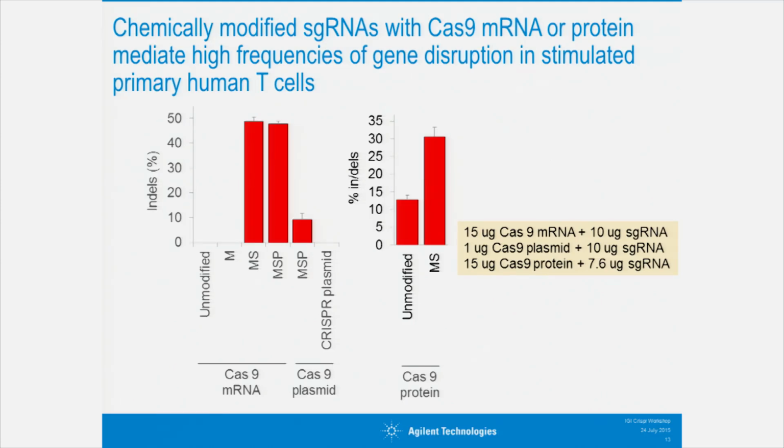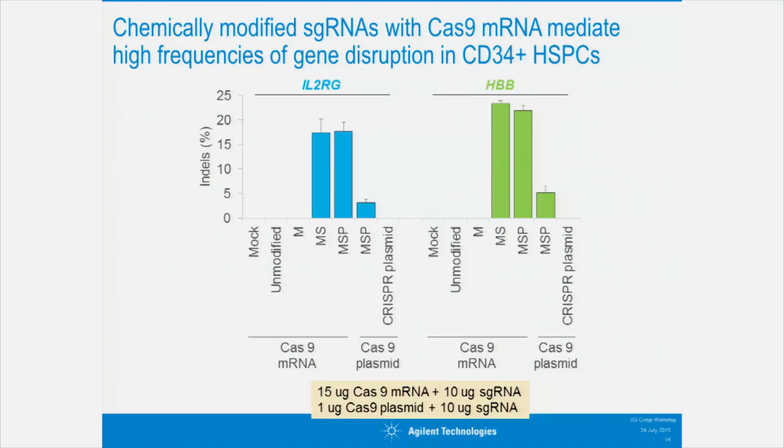So you see, as I mentioned before, some impact when you put the guide RNAs in with the protein, but it's less of a difference because even with unmodified, you have some activity when you put it in with the protein. So these are CD34 positive hematopoietic stem and progenitor cells, again, taken from a variety of different donors. And for the IL-2RG and HBB genes, which makes sense to target in these cells, you see a very similar result as you did for CCR5 in the T cells.